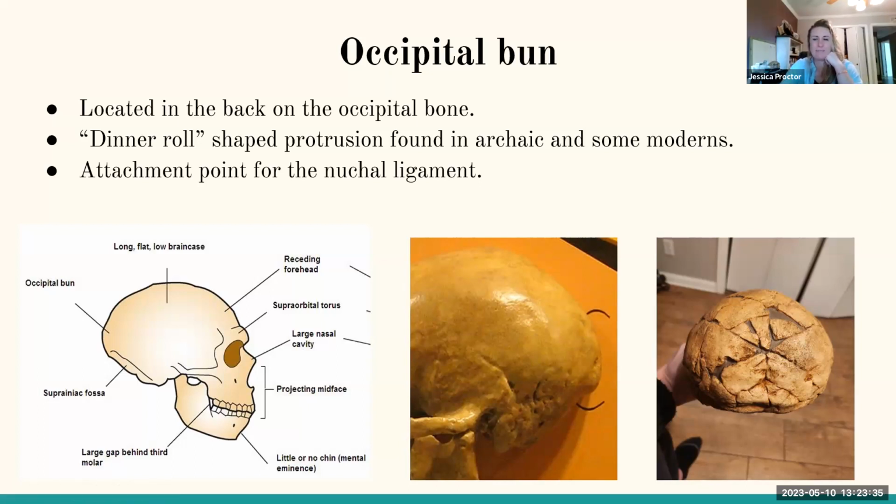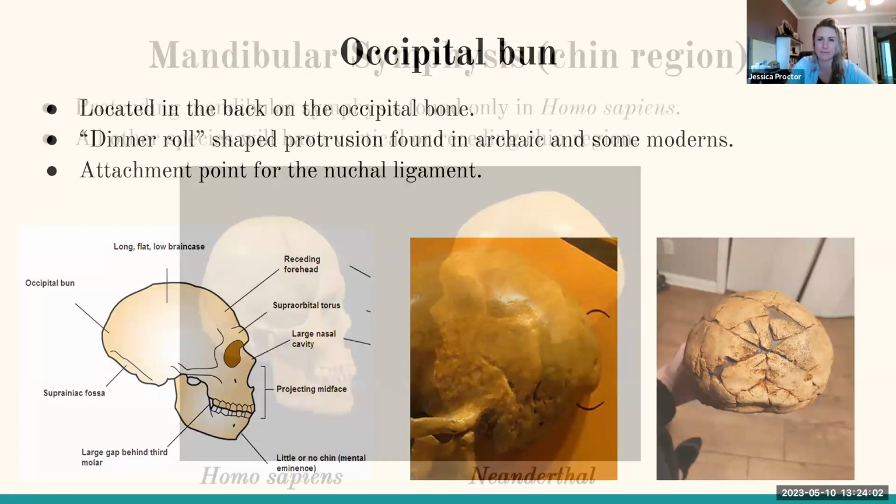Anytime you see a bumpy protrusion on bone, it likely means that there's a muscle or a ligament that attaches there. So the occipital bun, found mainly in Neanderthals, is the attachment point for what we call the nuchal ligament. That's a ligament in our neck that's really important for keeping our head stabilized and preventing it from pitching back and forth too severely during bipedal walking, running, hunting, things like that. All right, so we'll get into that one more next week.